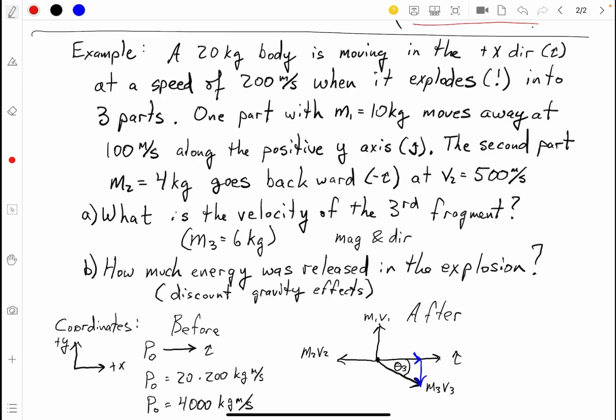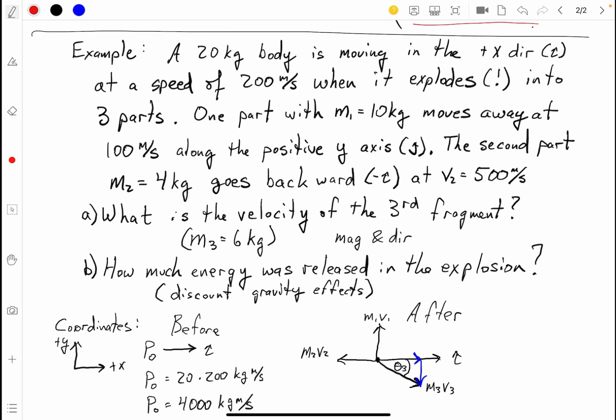This is a pretty fun example. I like it. We've got a 20 kilogram body. It's moving in the positive x direction. It's moving at a speed of 200 meters per second when it explodes. So it goes into three parts. One part is a mass of m1 going at 100 meters per second. It's 10 kilograms. And it's going along the positive y axis.